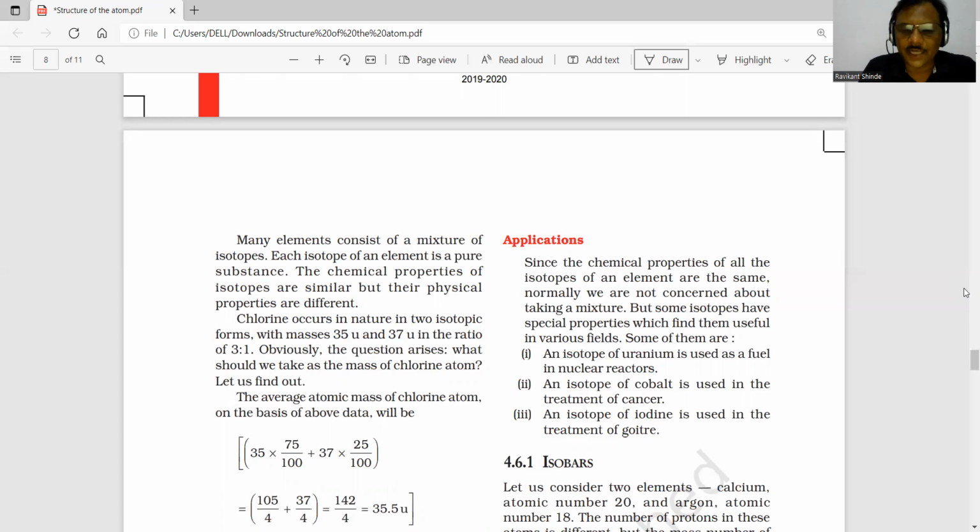So there are many isotopes that are useful even in our day-to-day life, even for identifying ages. We can find out the age of ancient people by using the carbon dating technique. This you will learn in the higher classes.